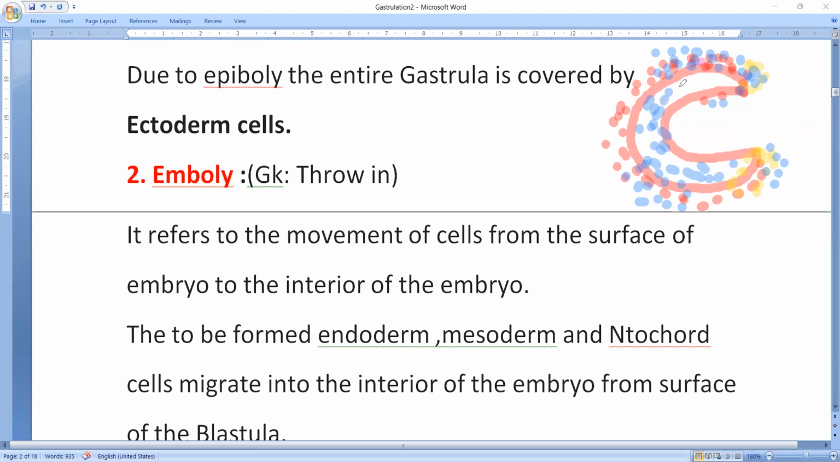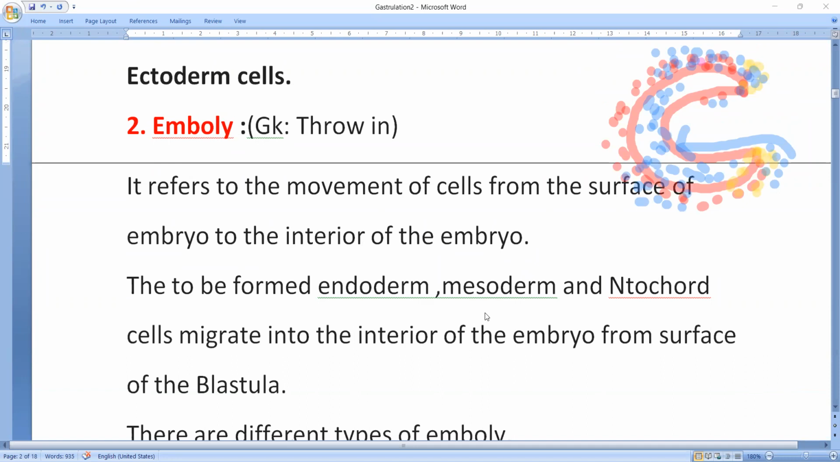So this is called emboly. Going inside, throw in. Its literal meaning is to throw it. It refers to the movement of cells from the surface of the embryo to the interior of the embryo.